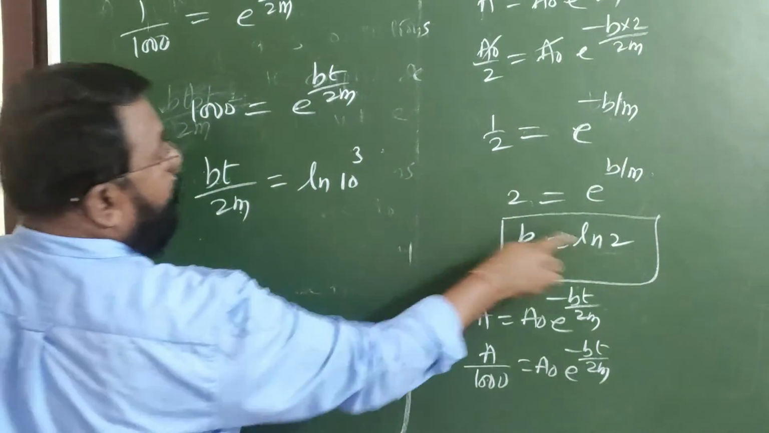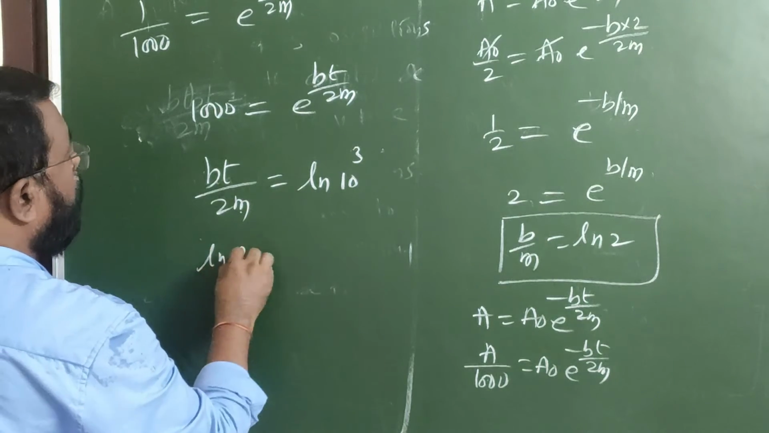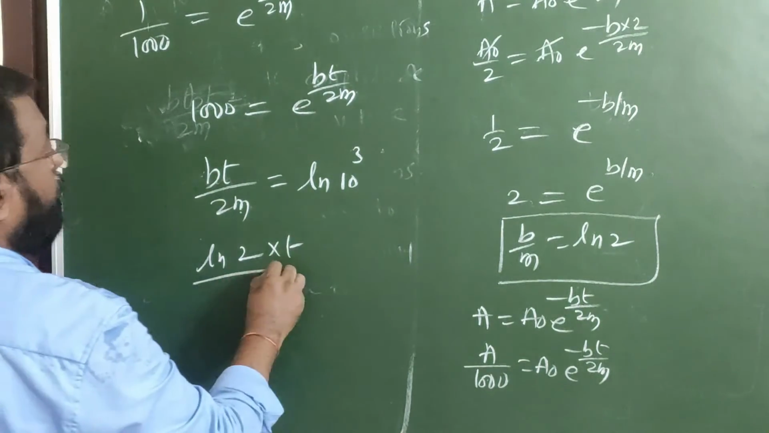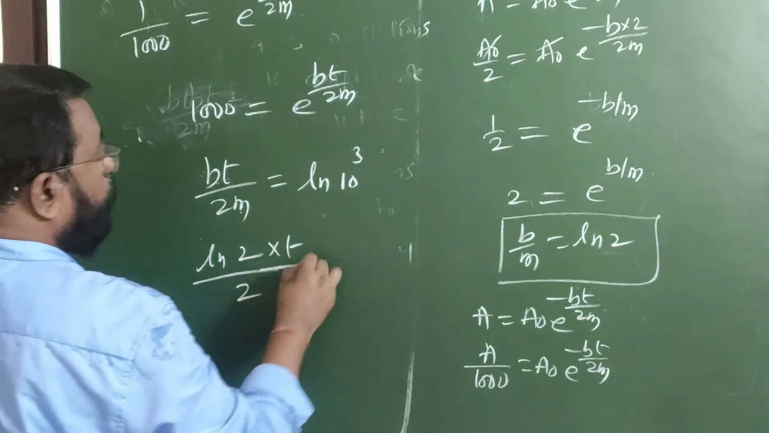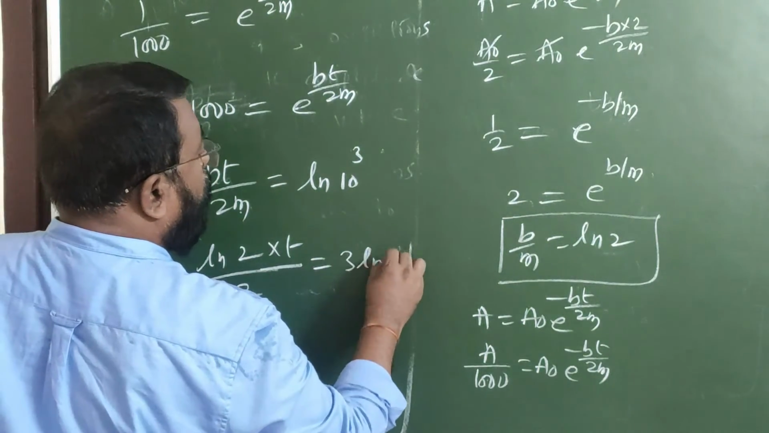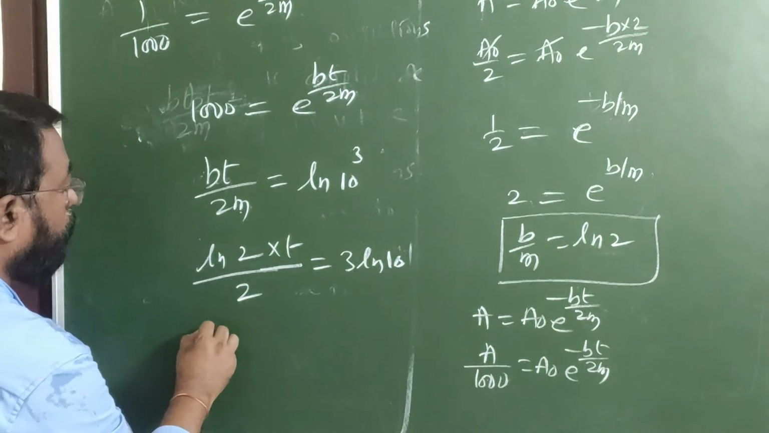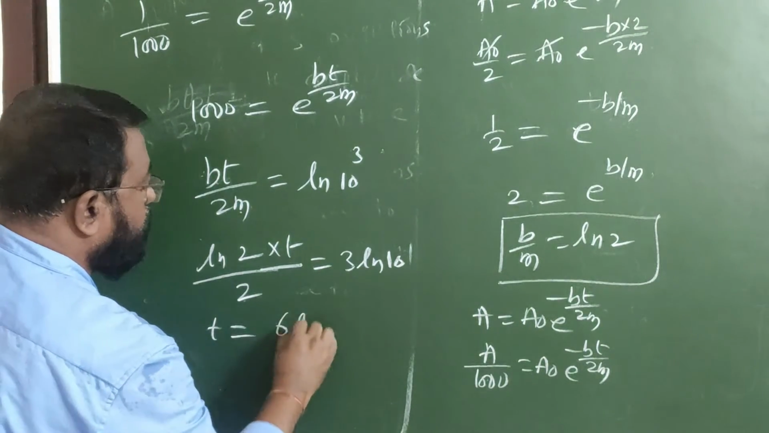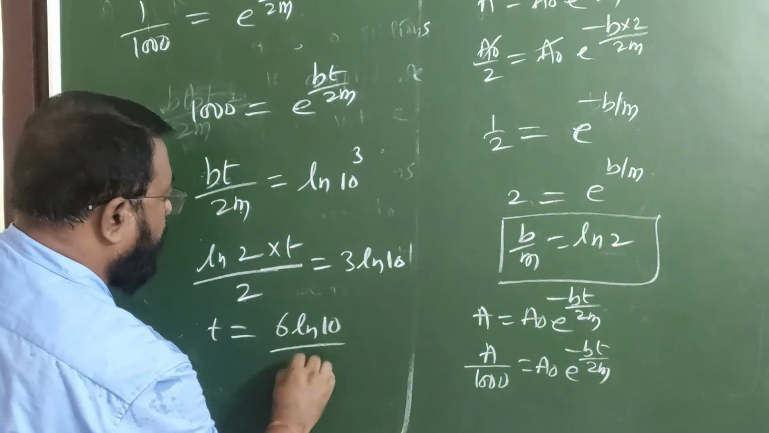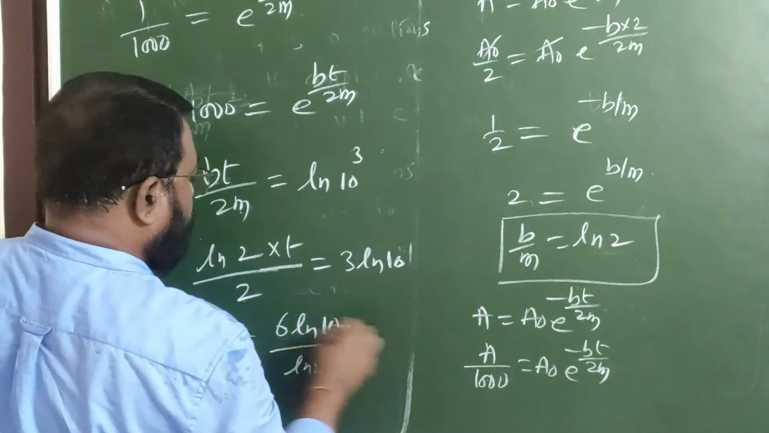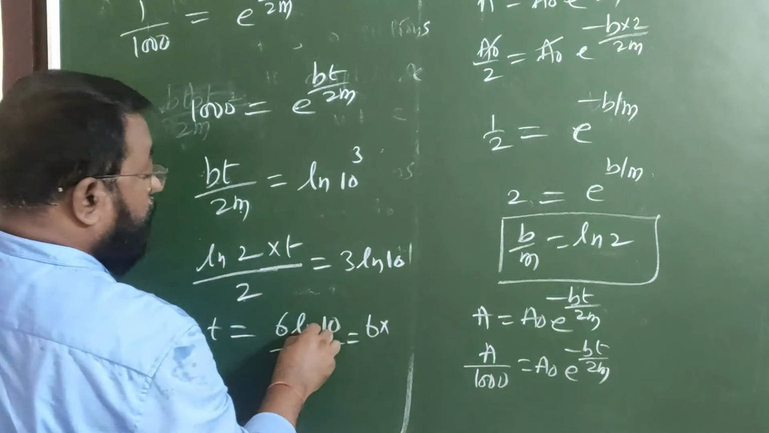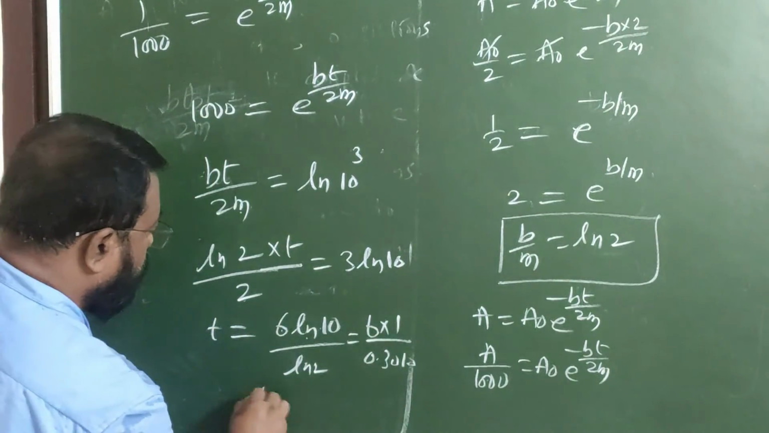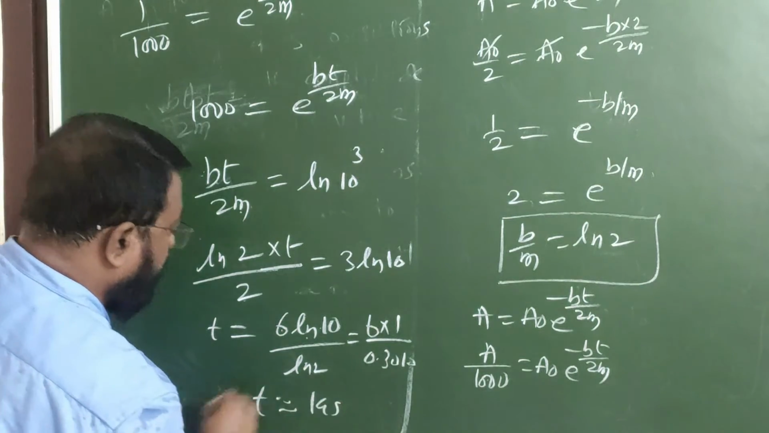So b by m is equal to ln 2. b by m into t by 2 is equal to 3 ln 10. Therefore, from this t is equal to 2 into 3, that is 6 ln 10 by ln 2. This becomes 6 into ln 10 base 10 is 1, ln 2 is 0.3010. This is approximately 19 seconds.